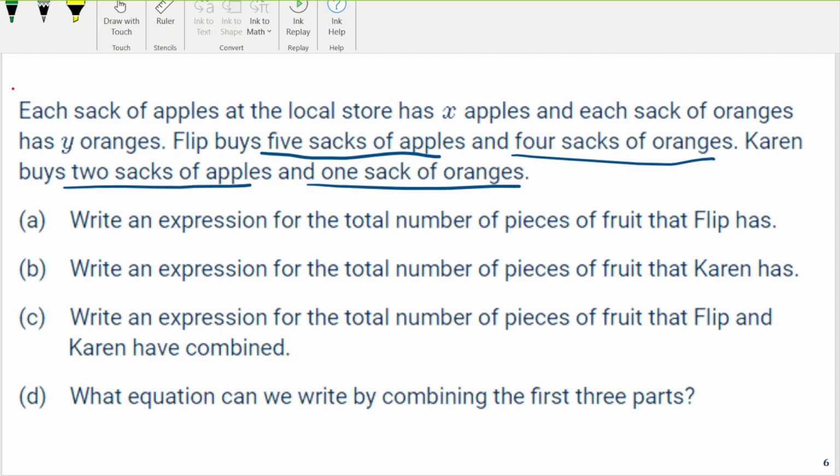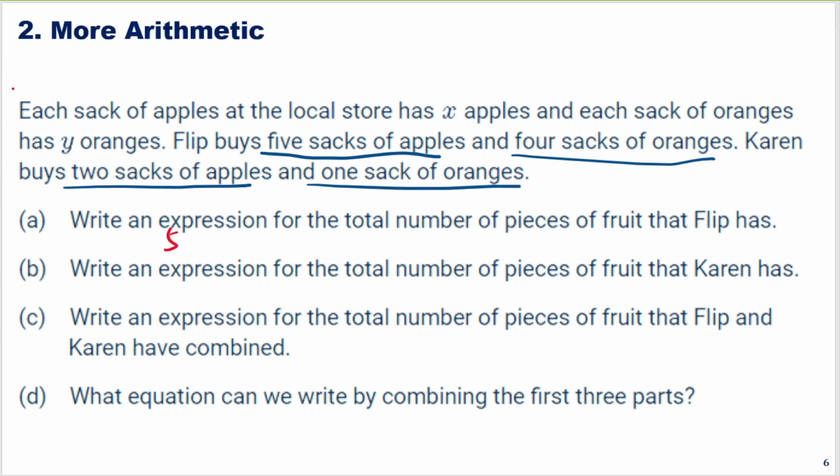Okay, Philip has 5 sacks of apples with x apples each and 4 sacks of oranges with y oranges each, right? Therefore, a total of 5x plus 4y pieces of fruit that Philip has, right? And using the same method, we have 2x plus y for Karen, right? And together they have 5 plus 2, 7 sacks of apples, and 4 plus 1 equals 5 sacks of oranges. So we can simply add these two expressions together, right? So this gives us 7x plus 5y pieces of fruit.